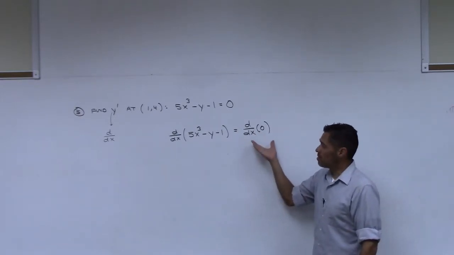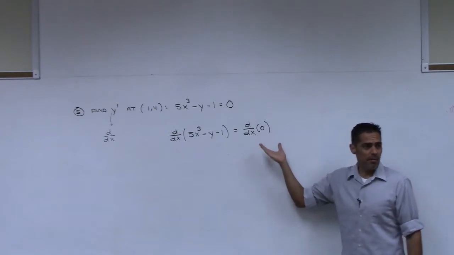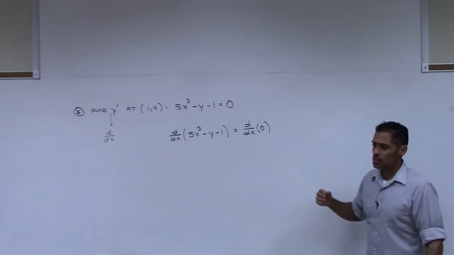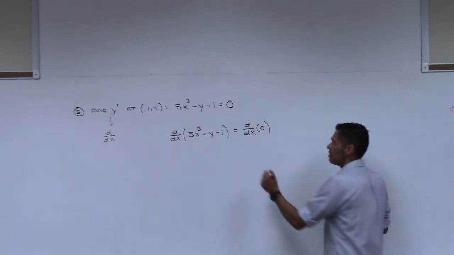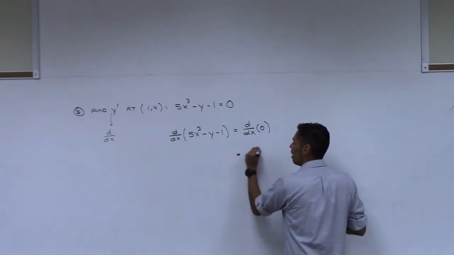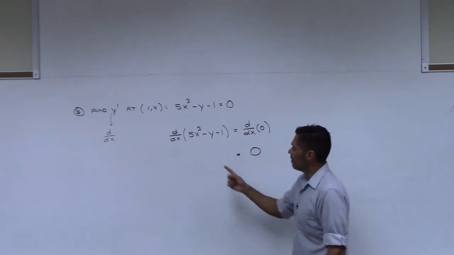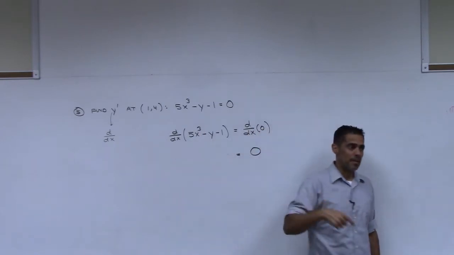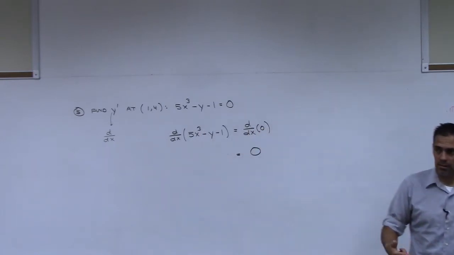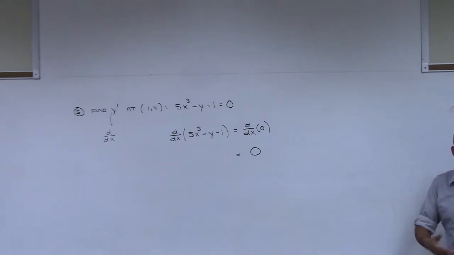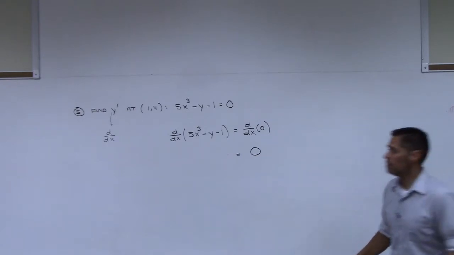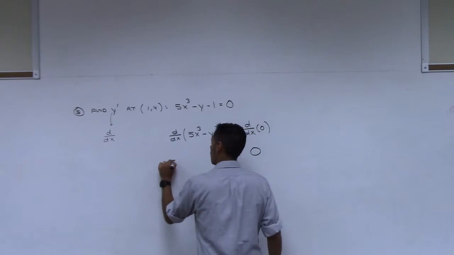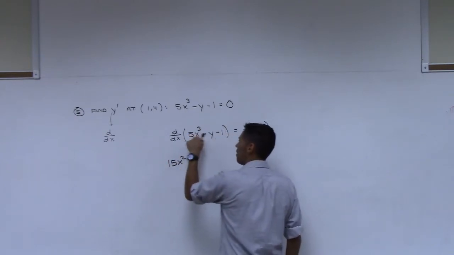So maybe we start with the right side because it's easy, right? What's the derivative of 0? Well, derivative of any constant is 0, so this is just 0 on the right side. On the left side, what is the derivative of 5x cubed with respect to x? 15x squared, and that's it, right? You're just bringing down the power.